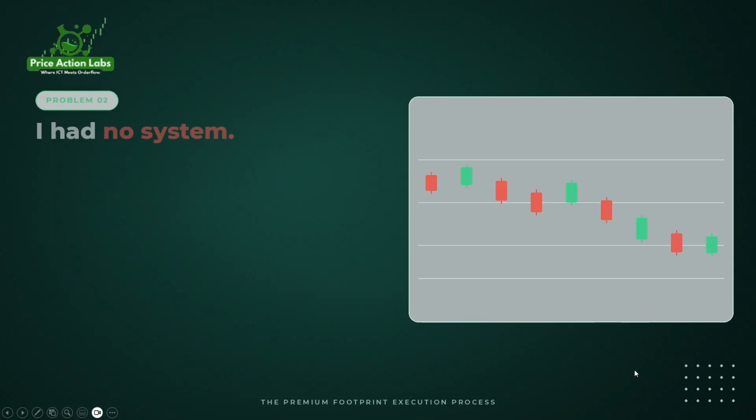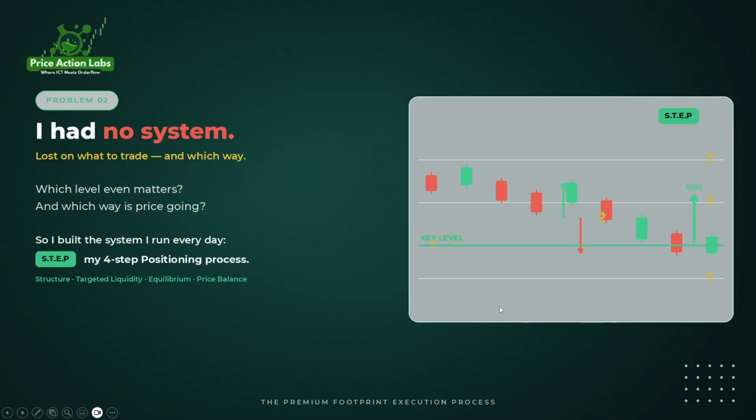All right. Next, you have no system. If you feel like you have no system, that's typically because you don't. And so the 4 P's are going to help you fix that. That's where the 4-step positioning process comes in. So the free guide that all of you downloaded gives you this STEP. It gives you the steps that you need to execute with precision.